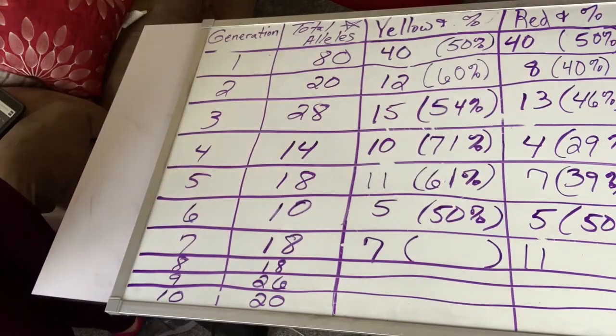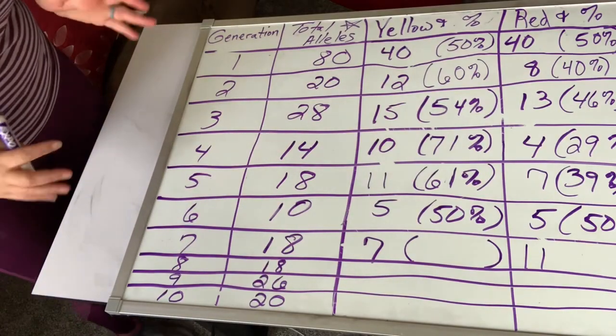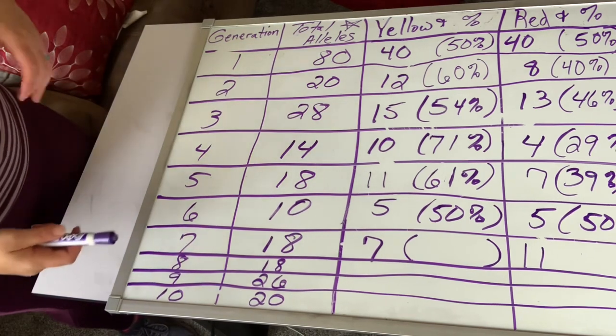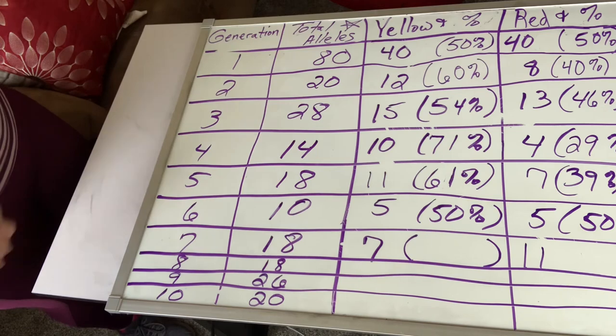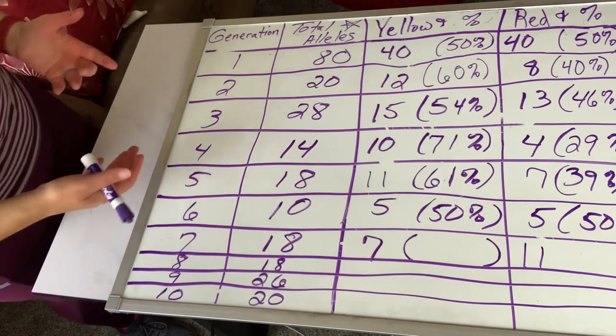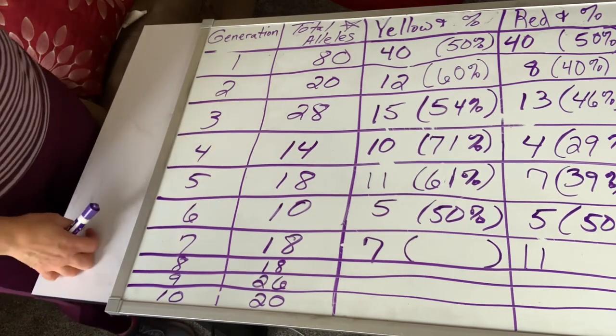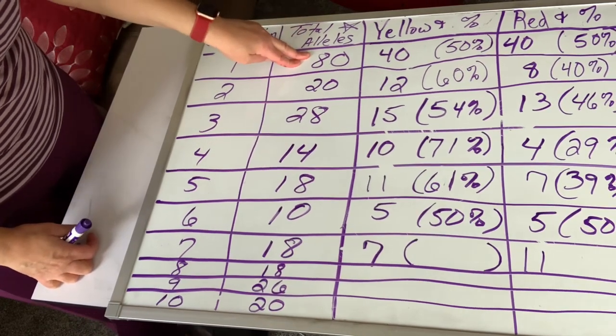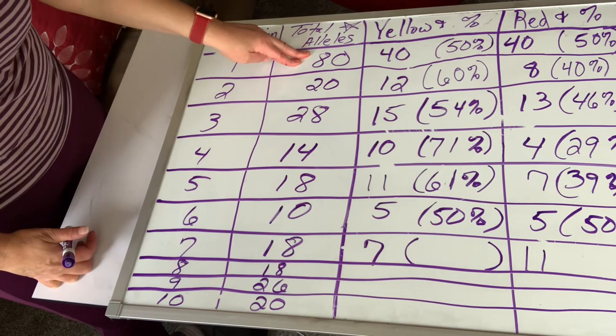So I finished up your table for you. I tried to stick with the trends. Just coincidentally, I chose an individual that has a good reproduction every other year. As you can see here, we started with 80 alleles. That means there were 40 individuals, because each individual has 2 alleles.